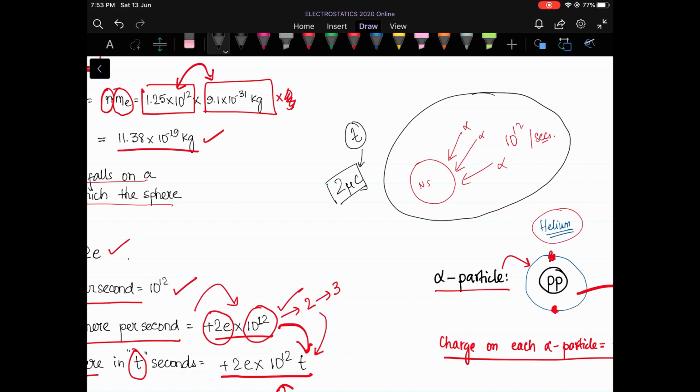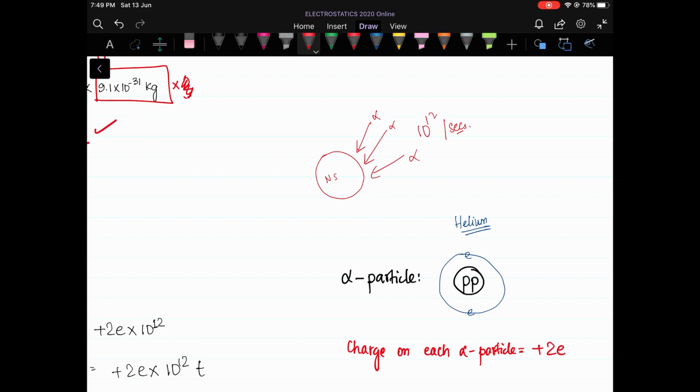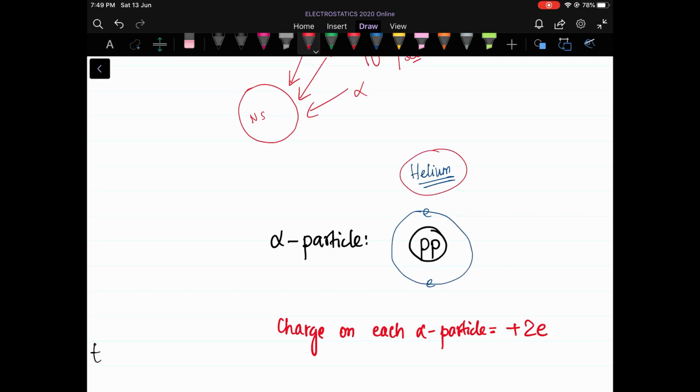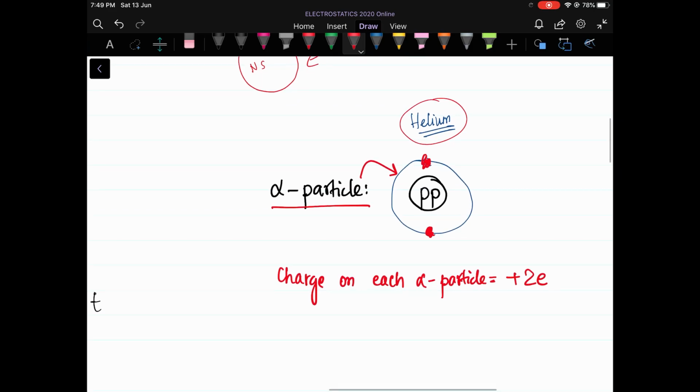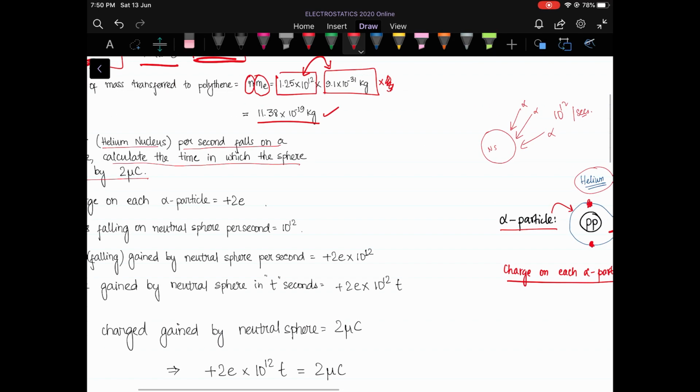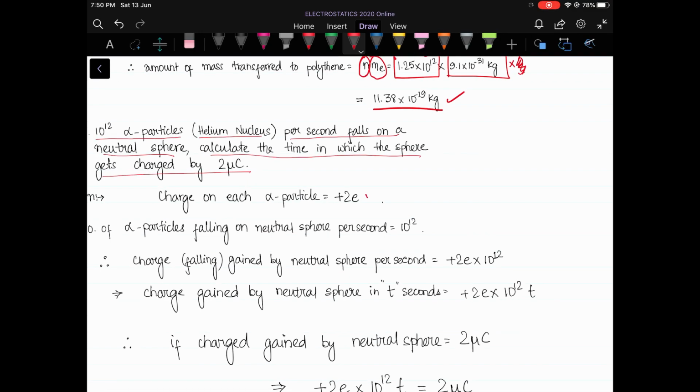The question is, how much time does it take for this neutral sphere to have a charge of 2 microcoulombs? Now, first of all, we must understand what alpha particles are. If you see this helium atom, we have 2 protons and 2 electrons. An alpha particle is nothing but a helium nucleus, which means we do not have the electrons here. An alpha particle is simply a system of 2 protons. Hence, the charge on an alpha particle must be 2 times the charge on each proton, that is +2e. Now, the charge on each alpha particle is +2e.